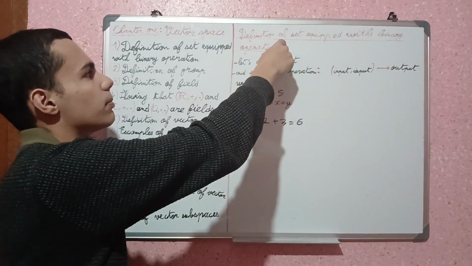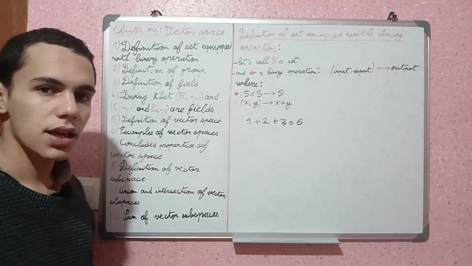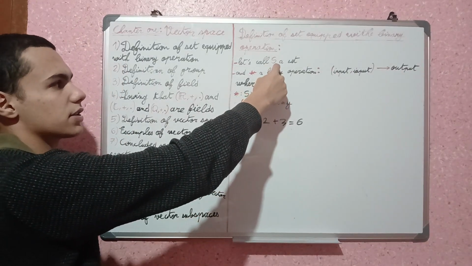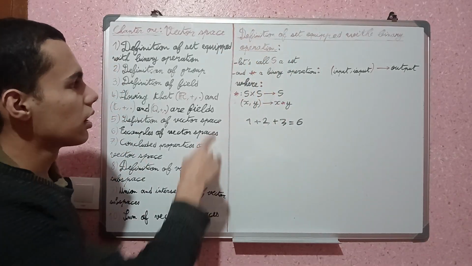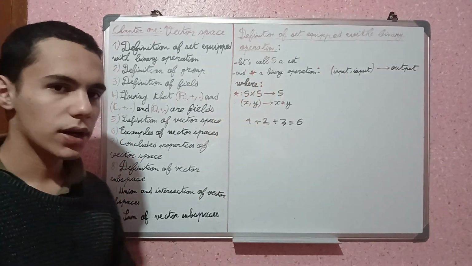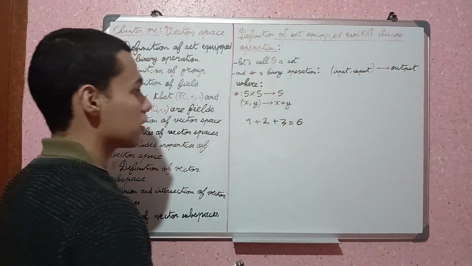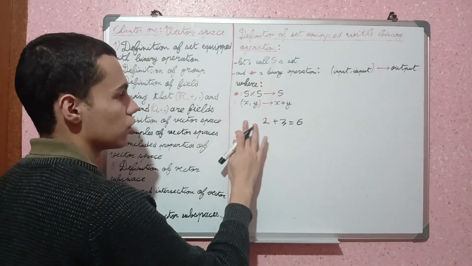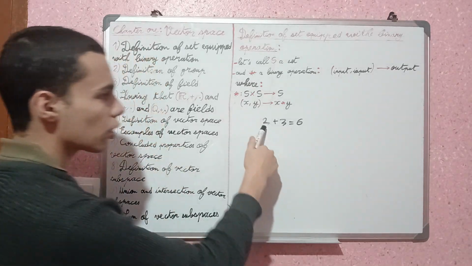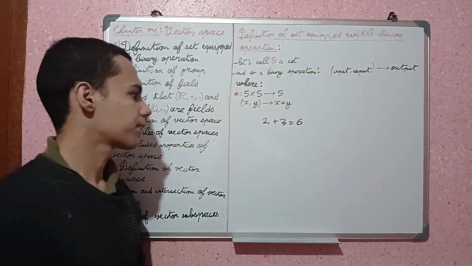First, let's start with the definition of a set equipped with a binary operation. This set we need to define. So we define a set, name it S. Then we define a binary operation, which is star, where it takes two inputs and gives you one output. For example, the addition: you have 2 plus 3, it gives you 6. The two inputs are 2 and 3, and the output is 6.